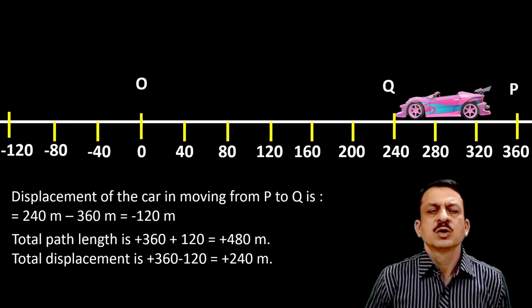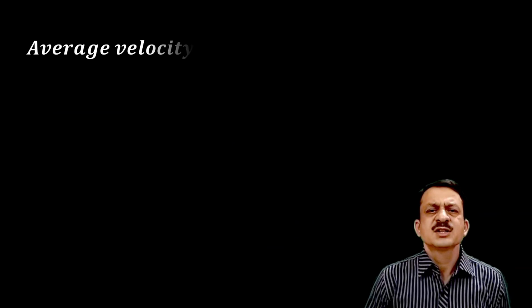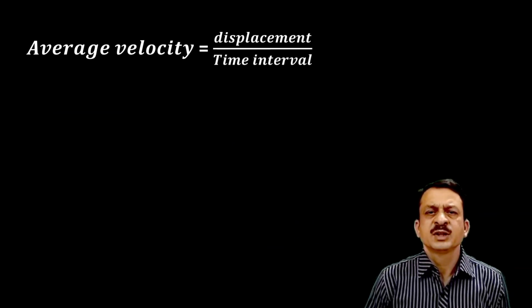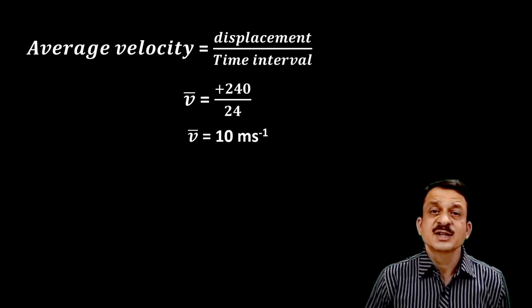Now we will work out average velocity and average speed for the second case. Now what is average velocity? It is displacement divided by the time interval. The displacement is 240 and time interval is 18 plus 6. It is 24. 240 by 24 it is 10 meter per second. So compare the previous case and this case. In the previous case average velocity was 20 meter per second, here it is 10.